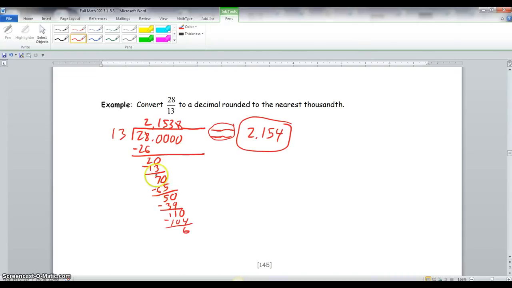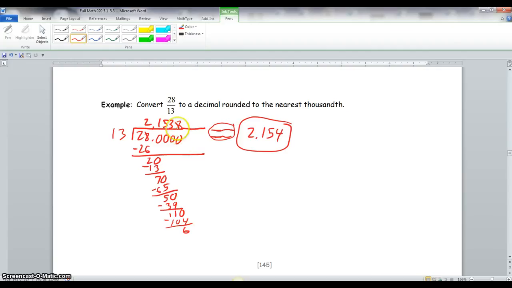You bring down your 0. 13 goes into 50 3 times. 3 times 13 is 39. 50 minus 39 is 11. We bring down our 0. 13 goes into 110 8 times. 8 times 13 is 104. 110 minus 104 is 6.